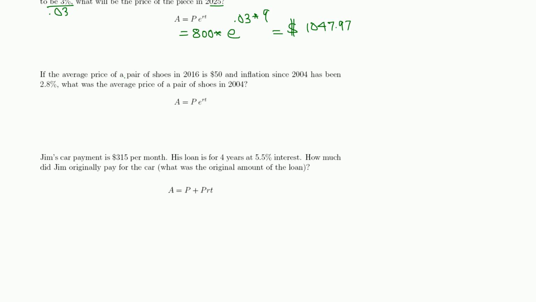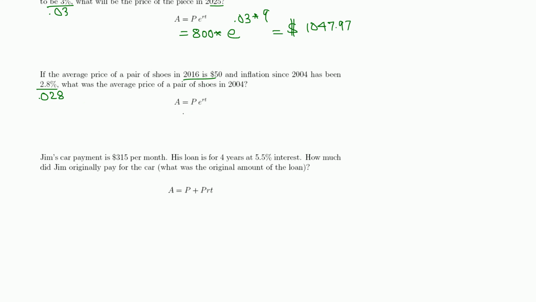If the average price of a pair of shoes in 2016 is 50, current price is 50, and the inflation since 2004 has been 2.8%. 2.8 means divide by 100, decimal 0.028. What was the average price of a pair of shoes in 2004? Current price is 50. Now we want to find what was the price in 2004.